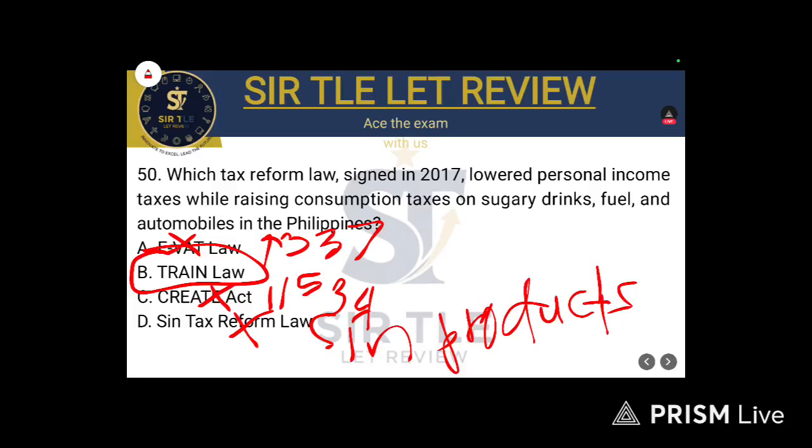The answer for number 50 is letter B, the TRAIN law, or the Tax Reform for Acceleration and Inclusion. It was signed by former President Rodrigo Duterte. It restructured the Philippine taxation system using a trade-off mechanism to increase the take-home pay of ordinary citizens. It significantly lowered personal income taxes, making the first 250,000 of annual taxable income completely tax exempt.